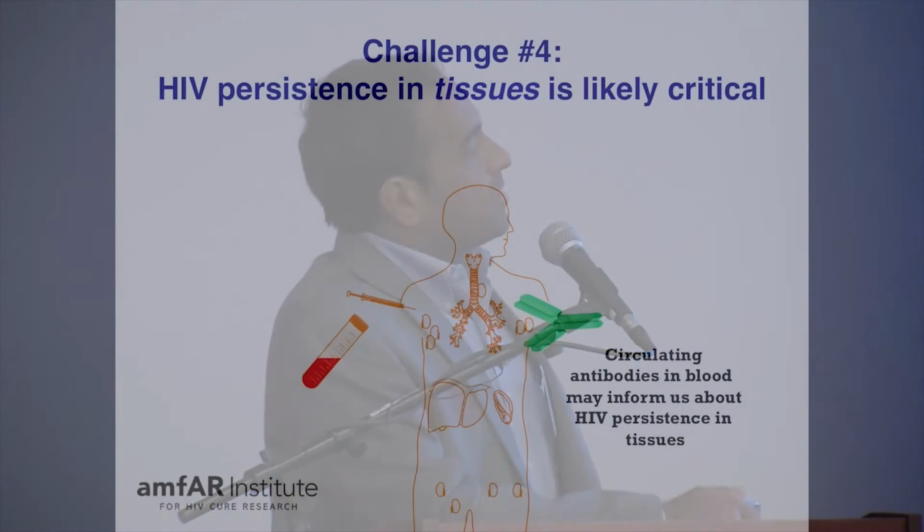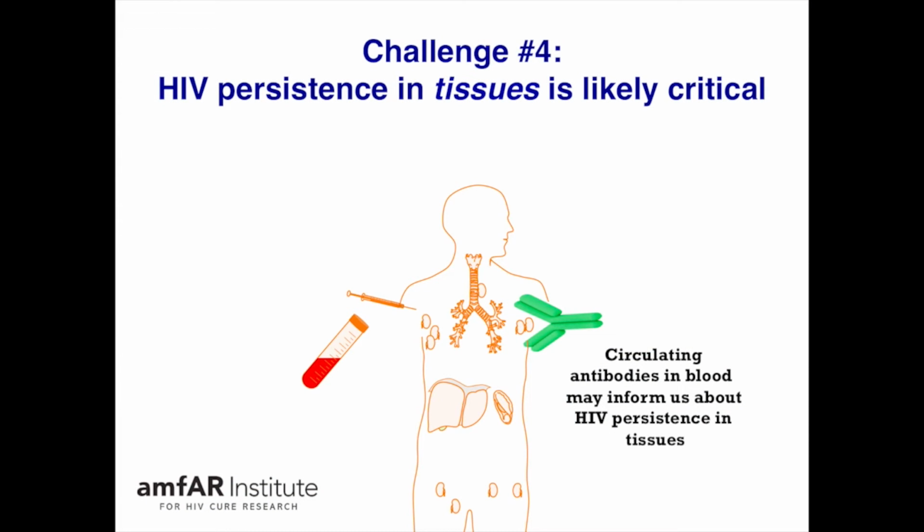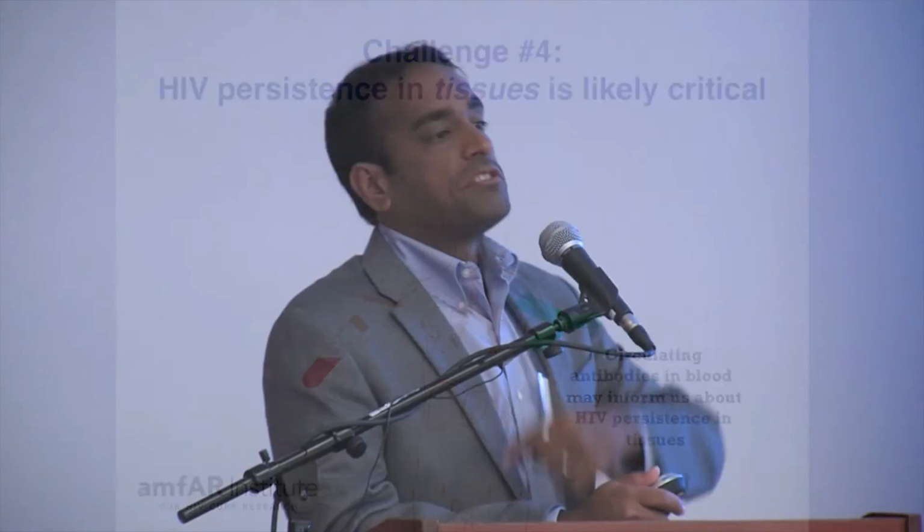There's some obvious challenges, though. You can't just go in and harvest lymph nodes and harvest the spleen and the gut-associated lymphoid tissue on a regular basis. So we need to find proxies for the persistence in tissues. So here's one approach that we're investigating. Circulating antibodies in the blood may inform us about HIV persistence in tissues. So if we just think about the basic biology of antibodies, antibodies are continually circulating throughout our body, and they get to see or get to touch or detect virus in these different sites all over the body. So by studying the circulating antibodies in the periphery, they might actually yield information about the nature of viral persistence in these different tissue sites.